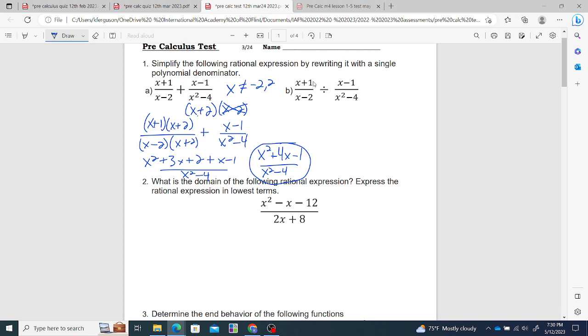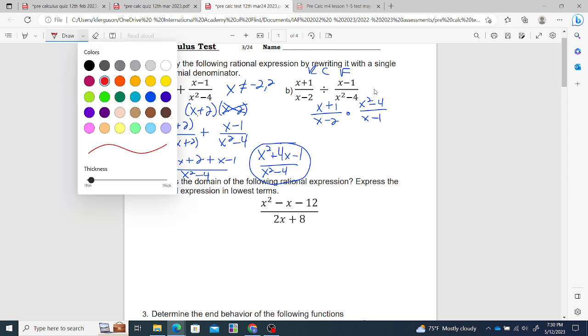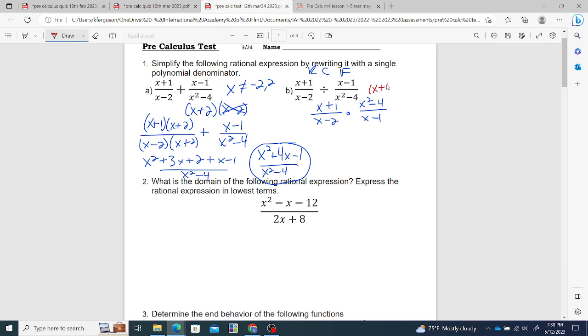All right, so now I got this one. So this is a division problem. So what kind of problem is that, Kamaya? Yep, it's keep, change, flip. So I keep the first one. I change that to a multiplication, and then I flip. So this right here factors to this, x plus 2 times x minus 2.